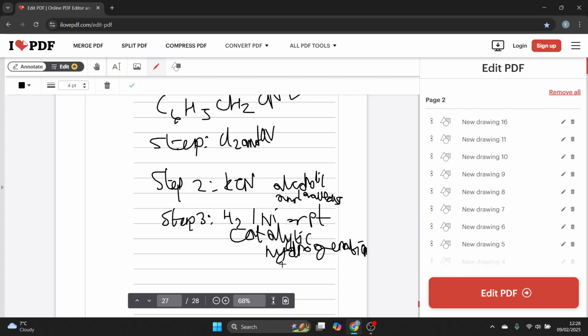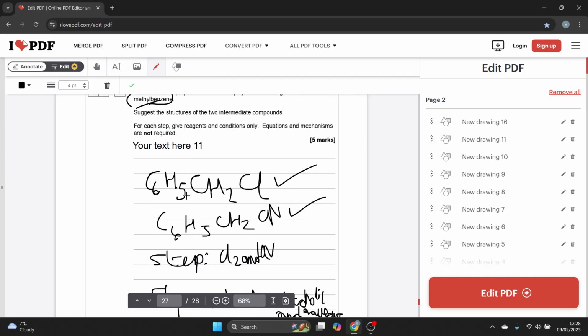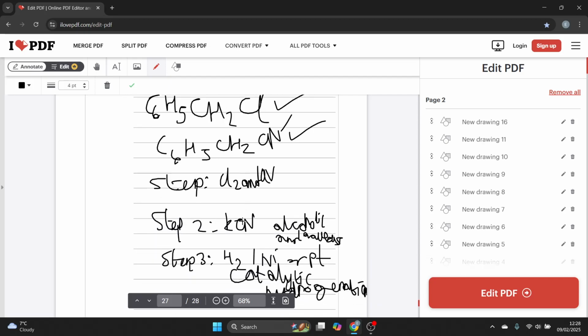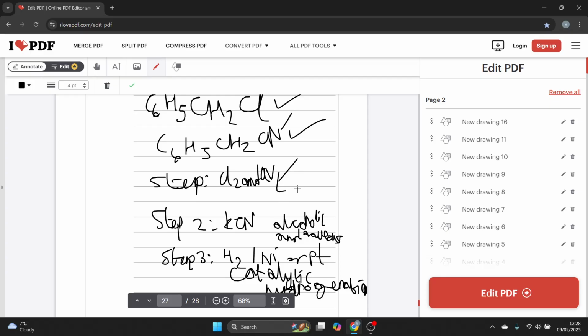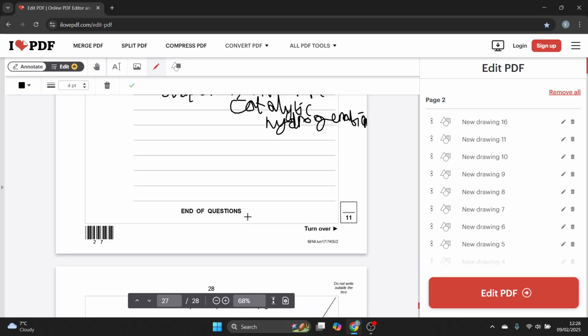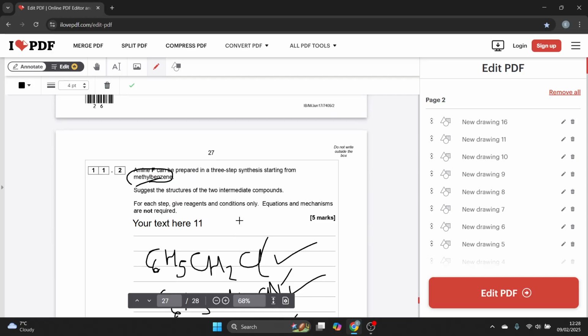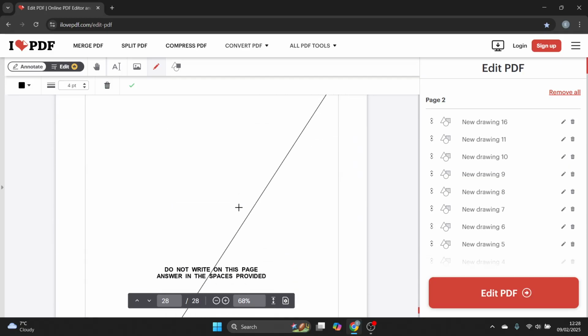So C6H5CH2Cl and C6H5CH2CN. So it's very simple. C6H5CH2Cl, C6H5CH2CN. Step 1, chlorine and UV light. Step 2, KCN, alcoholic and aqueous. Step 3, catalytic hydrogenation, hydrogen and nickel catalyst. And again, how well you know your reagents, conditions, and pathways, 5 marks. And there you go. And that is the end of the paper.